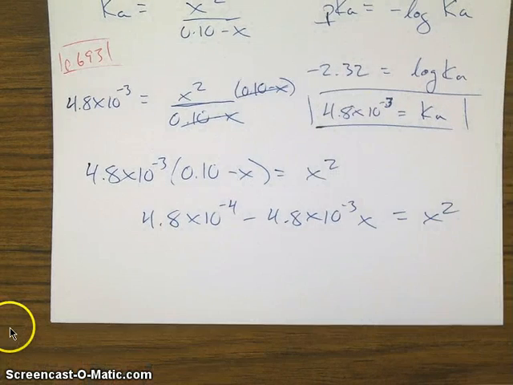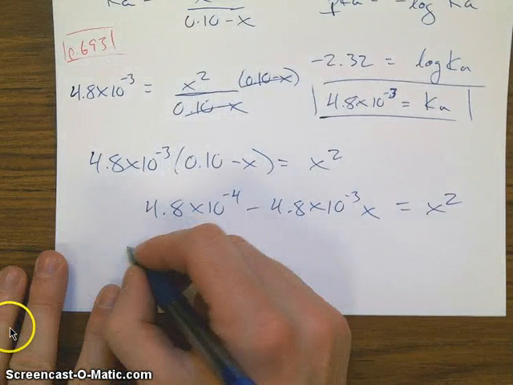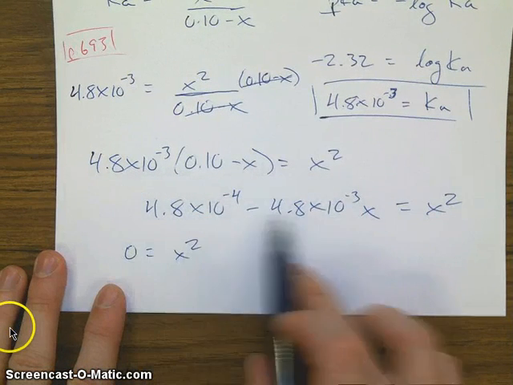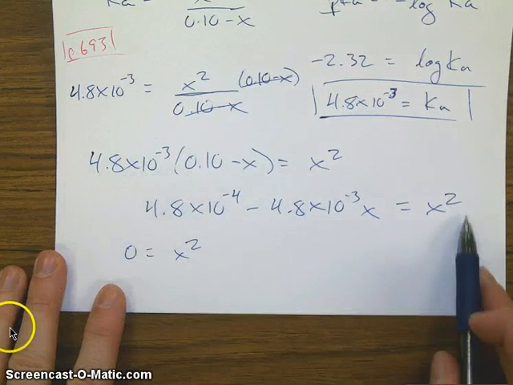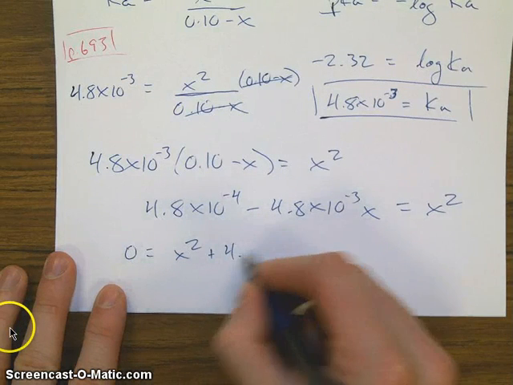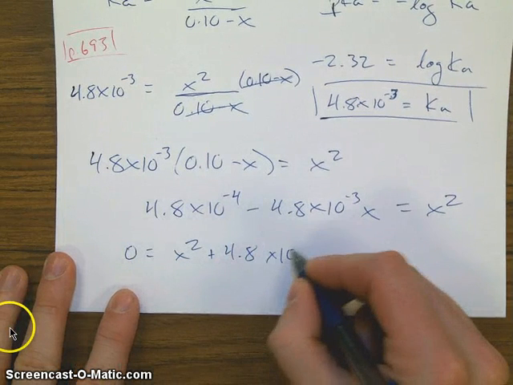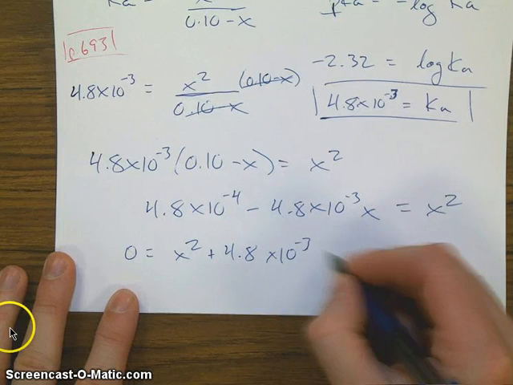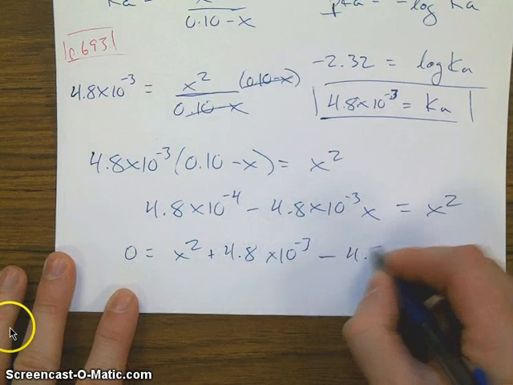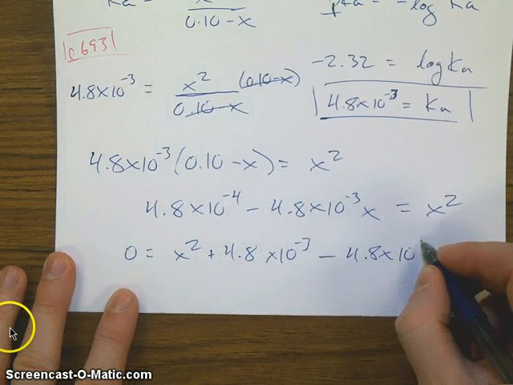Then I'm going to get everything on the same side so that I have 0 equal to x squared, because I'm going to add this to the other side and subtract this to the other side, plus 4.8 times 10 to the -3rd x minus 4.8 times 10 to the -4th.